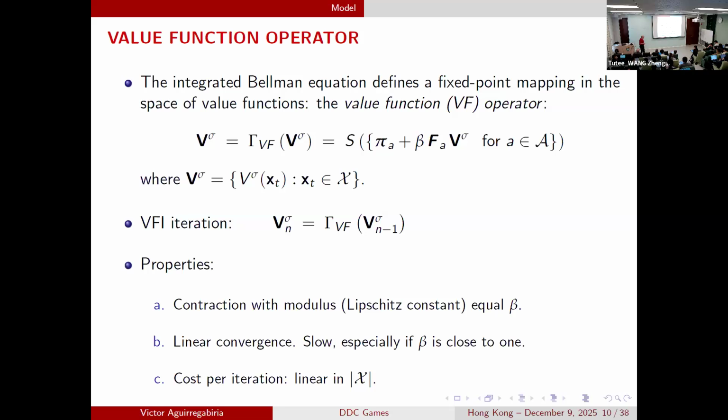And the nice feature is that the cost per iteration is small. And you will see later that it's quite small relative to the cost per iteration of the Newton-Kantorovich. Then the cost of each iteration increases only linearly with the number of state variables that we have.